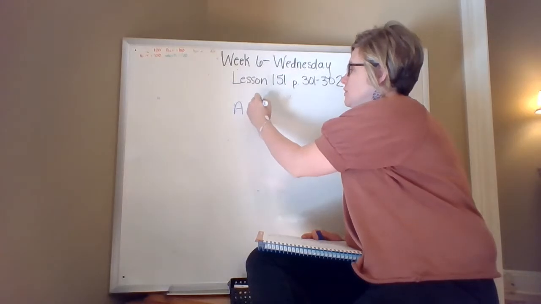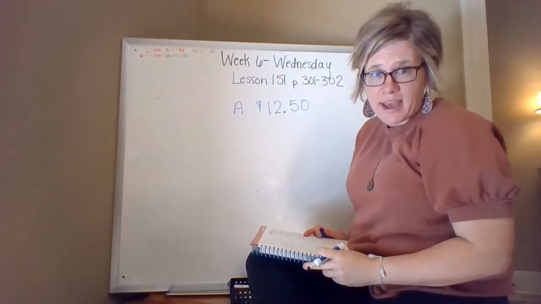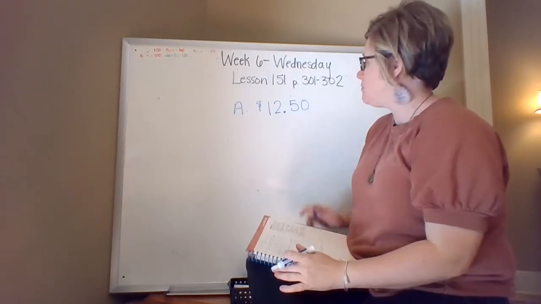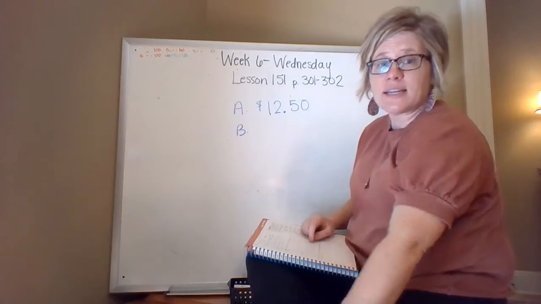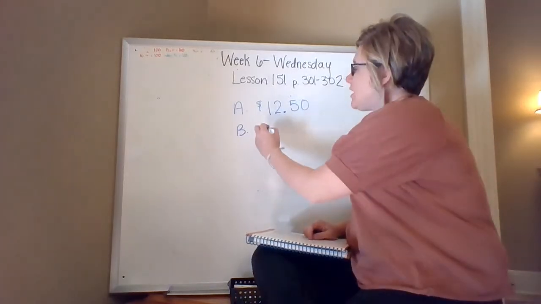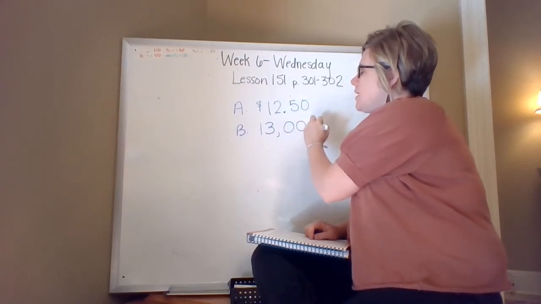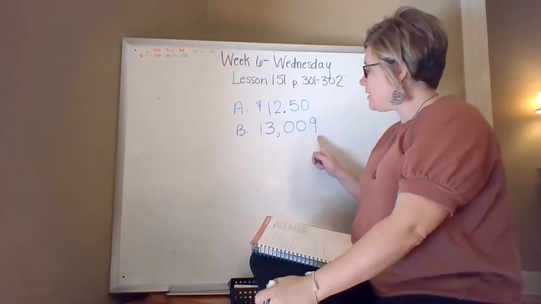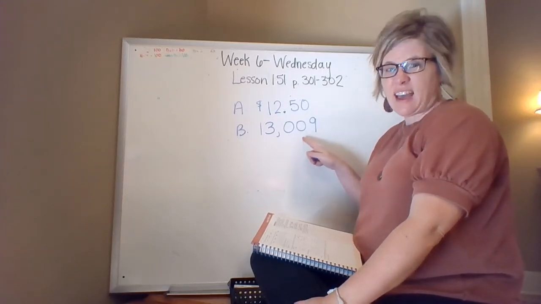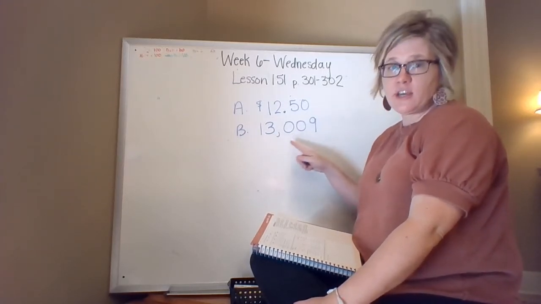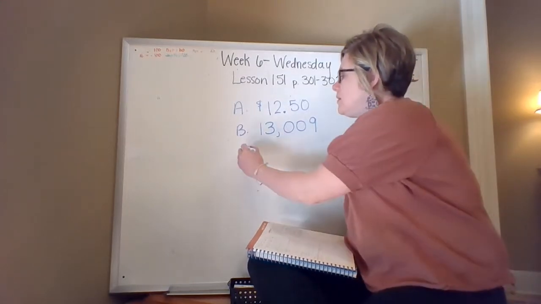A, $12.50 should have looked like this. If you get it right, put a check by it. If you miss it, circle it and fix it. B, 13,009. Okay, if I put my 9 here, then these are going to be zeros, and that makes 13,900. If it's just 13,009, it's just 9 ones. It's got to go all the way at the end.